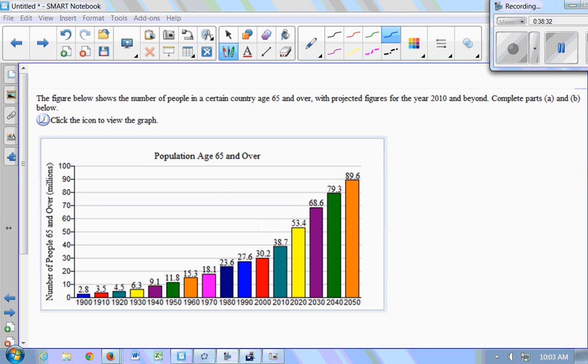Okay, so this is class 41, number 5. Okay. Figure below shows the number of people in a certain country that are age 65 and over with projected figures for the year 2010 and beyond. Complete parts A and B below.